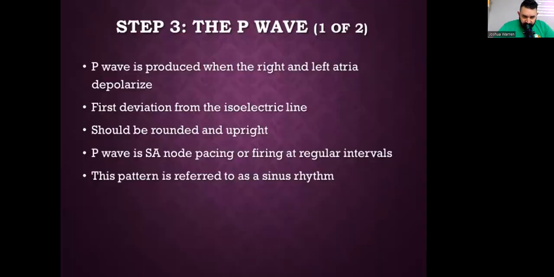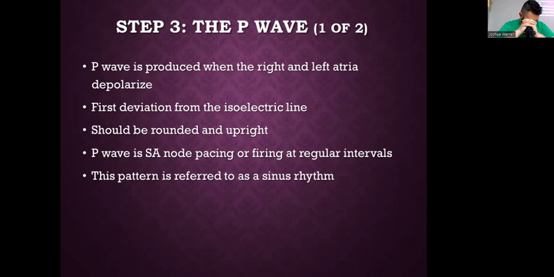Next step's the P wave. What does the P wave represent, Owen? All right, very good. It represents depolarization of the right and left atria. It's the first deviation from the isoelectric line, which is the baseline, remember? It should be rounded and upright.